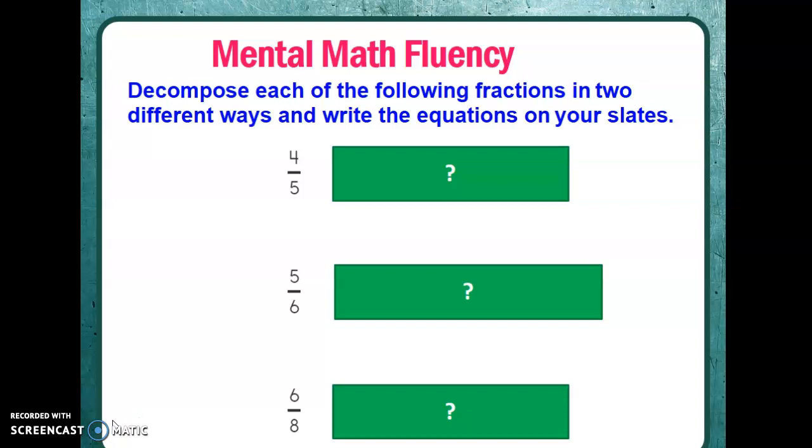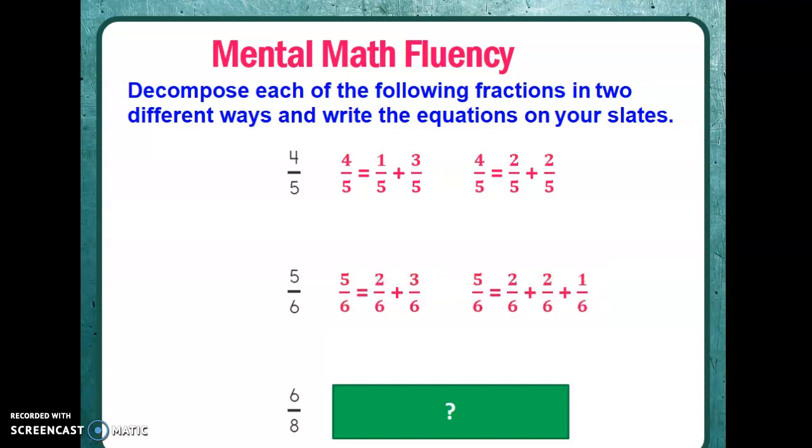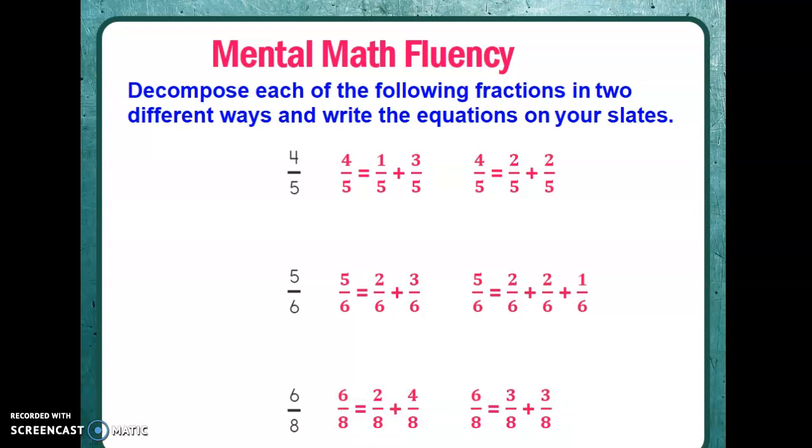All right, two ways to decompose 4/5 are 1/5 plus 3/5 or 2/5 plus 2/5. Two different ways to decompose 5/6 are 2/6 plus 3/6 or 2/6 plus 2/6 plus 1/6. And two ways to decompose 6/8 are 2/8 plus 4/8 or 3/8 plus 3/8. There are also other ways that you might have gotten instead of these. These are not the only correct answers.